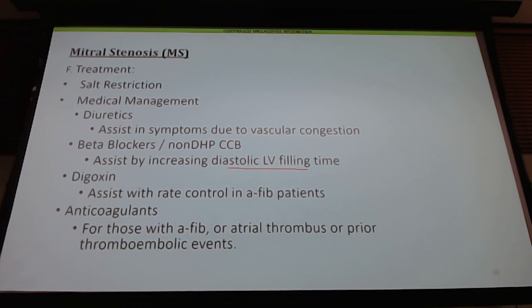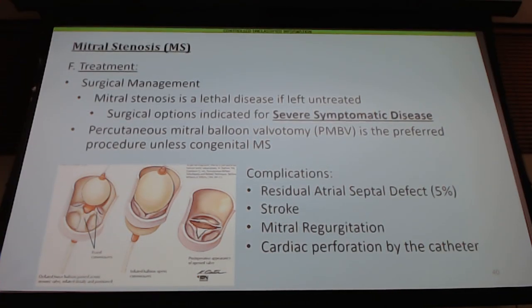Digoxin for rate control in AFib patients, anticoagulants if they do have AFib. So there's some secondary kind of things that they might need. But ultimately, especially if they're having symptoms, we're going to have to do something more invasive in order to treat this than just salt restriction and diuretics. We're going to have to do something about that valve and the problem, that resistance to opening of the valve.